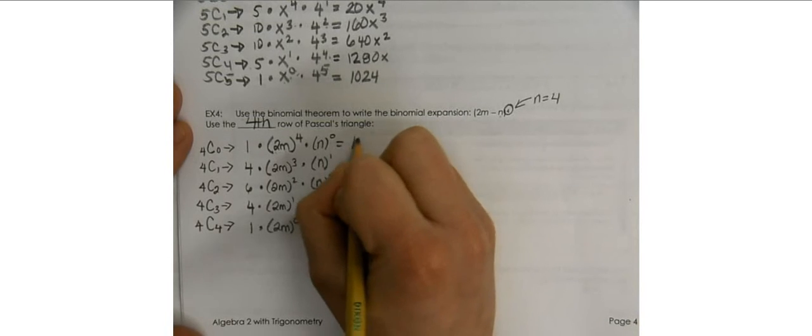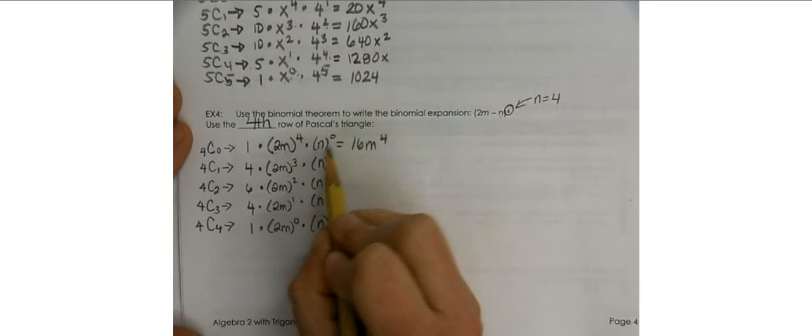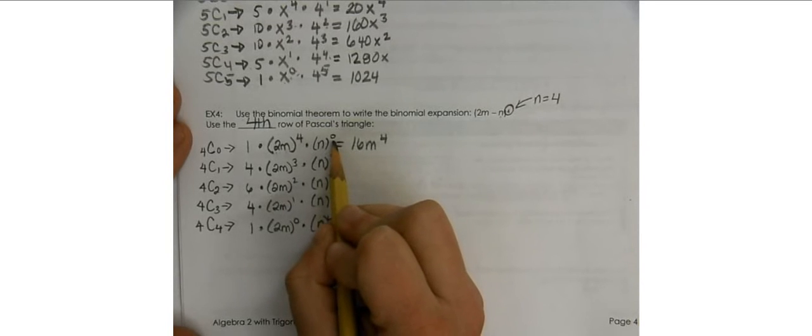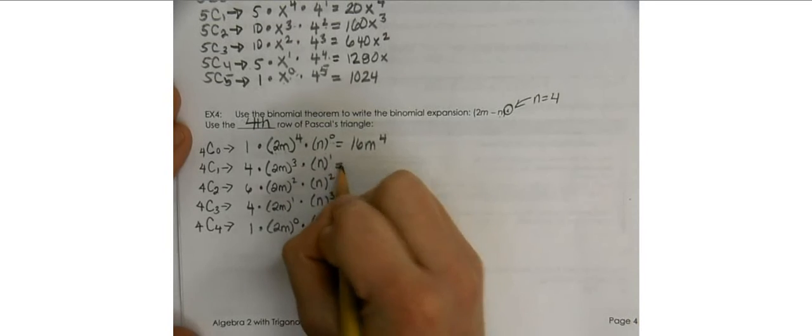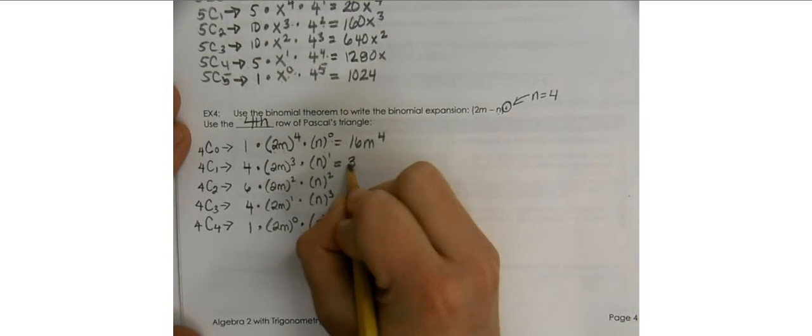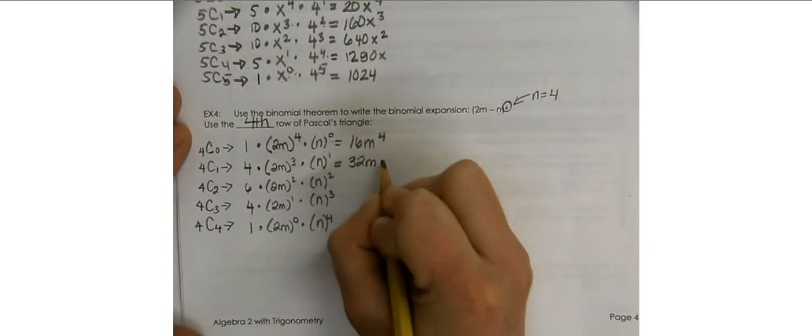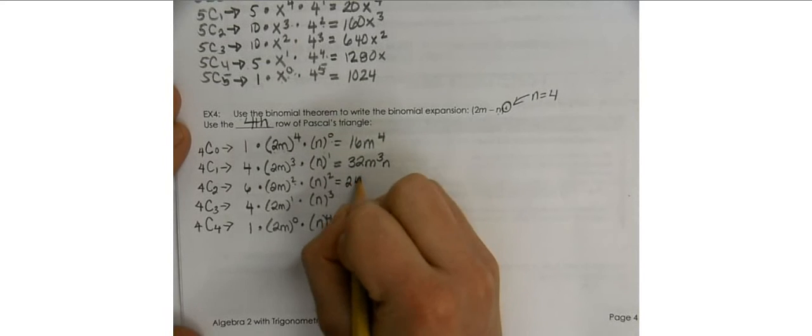So 2 to the 4th power is equal to 16. So this is 16m to the 4th. Remember that any number or any term to the 0 power equals 1. So now I have 2 to the 3rd power. 2 to the 3rd power is equal to 8, and 8 times 4 is equal to 32. So this is 32m to the 3rd, n to the 1st. My next term, we have 2 squared, which is 4. 4 times 6 is 24. m squared, n squared.